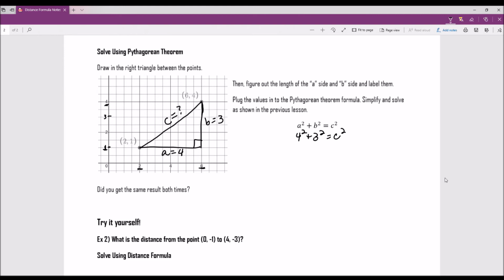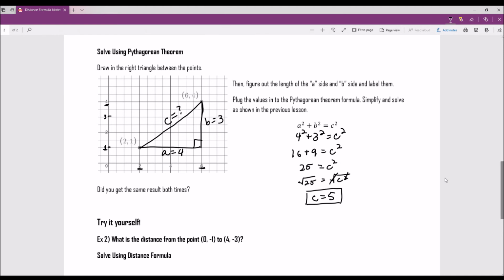And then I'm just going to do the Pythagorean theorem like we did in the previous lesson. 4 squared is 16, 3 squared is 9, and that equals c squared. Then combine 16 and 9. And then finally take the square root of both sides. Square and square root cancel each other out. So that leaves me with c equals the square root of 25, which is 5. So that means my missing length is 5.